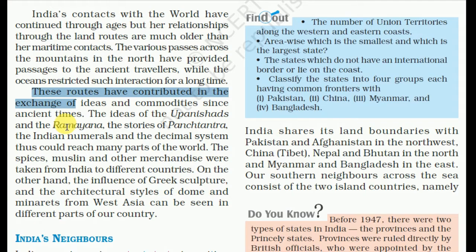The ideas of the Upanishads and the Ramayana, the stories of the Panchatantra, the Indian numerals and the decimal system could thus reach many parts of the world. Spices, muslin and other merchandise were taken from India to different countries. On the other hand, the influence of Greek sculpture and the architectural style of the dome and minarets from West Asia can be seen in different parts of the country.